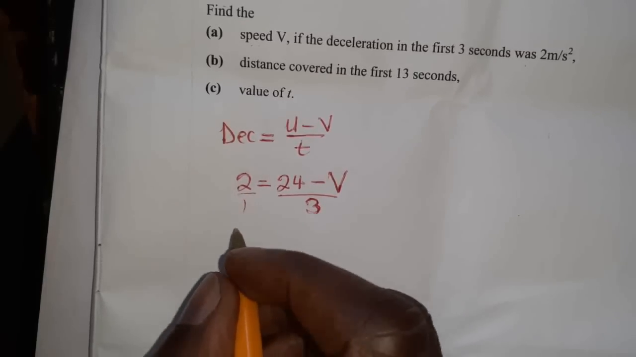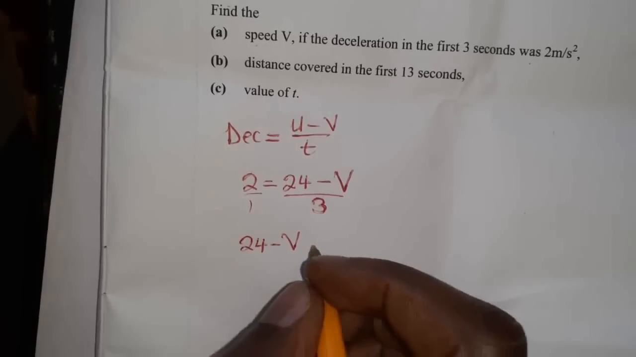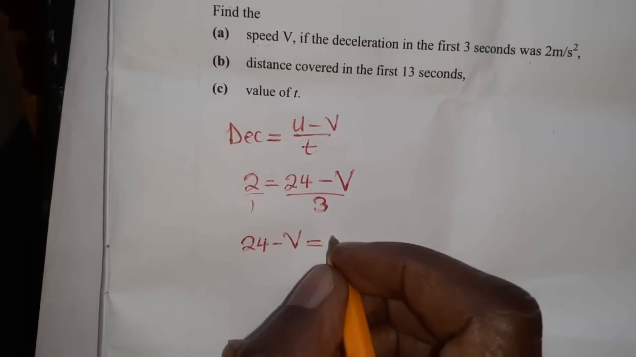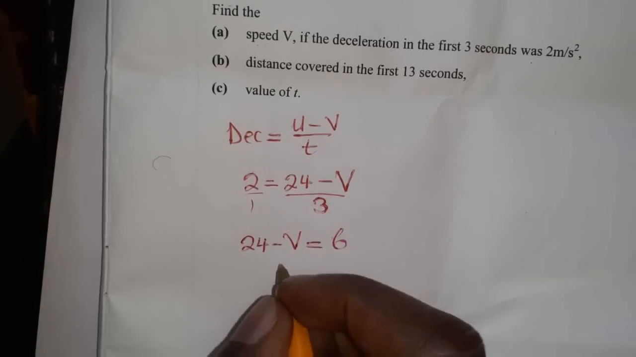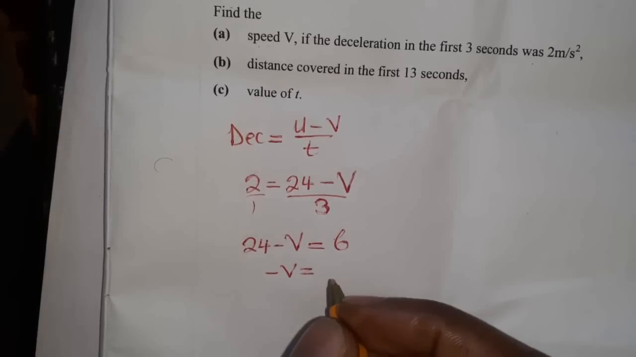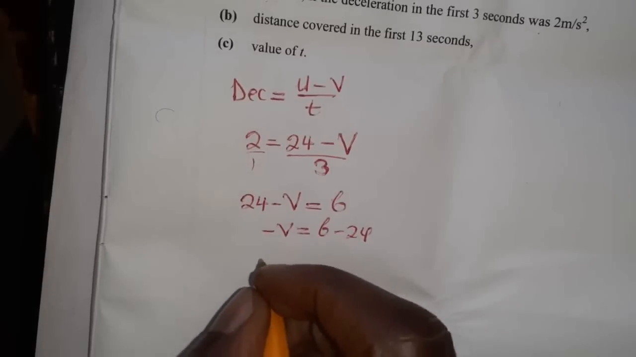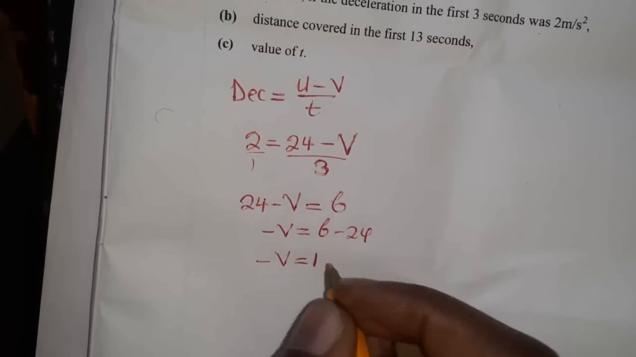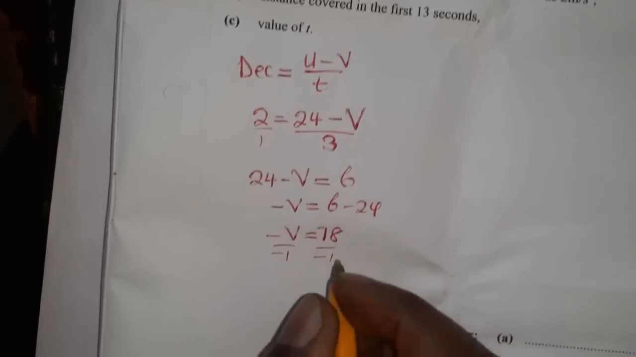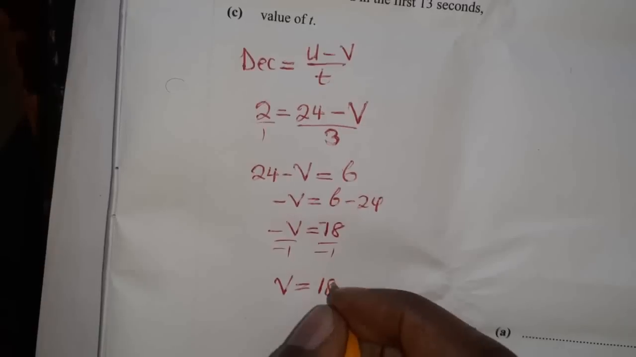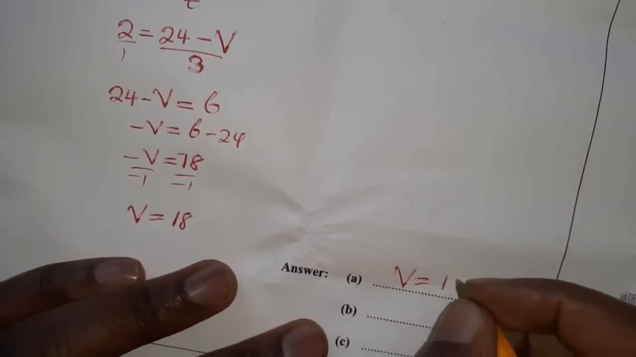You cross multiply. We're going to get 24 minus V is equal to 6, isn't it? So this is going to give us minus V is equal to 6 minus 24. So minus V is equal to -18. Divide by -1. So V is equal to 18.